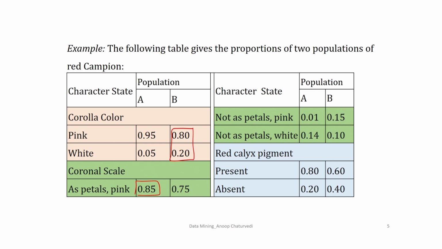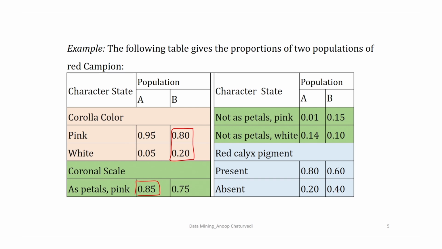Then for the character state 'not as petal pink', the gene frequencies are 0.85 and 0.75. Then 'not as petal pink', 0.01, 0.15, and 'not as petals white', 0.14, 0.10. Then for the character red calyx pigment, for population A, the ratio of present is 0.8 and absent is 0.2. For population B, the corresponding figures are 0.6 and 0.4.